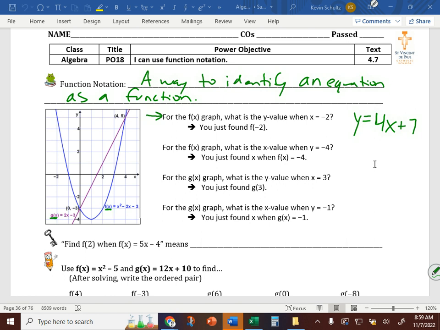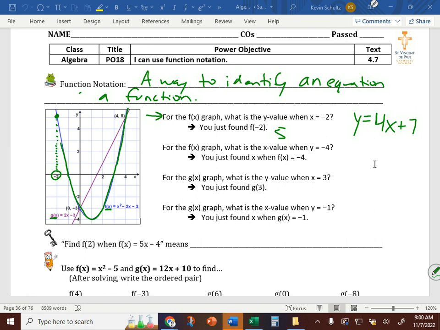For the f of x graph, which means we're looking at this parabola here, right? This is the f of x equation. This is the f of x graph. What is y when x equals negative 2? Would it be 6? When we look at negative 2 on x, we follow this up to where it touches. I was close. You were close. My green kind of covered it up, but yeah. When x is negative 2, the y value is 5.